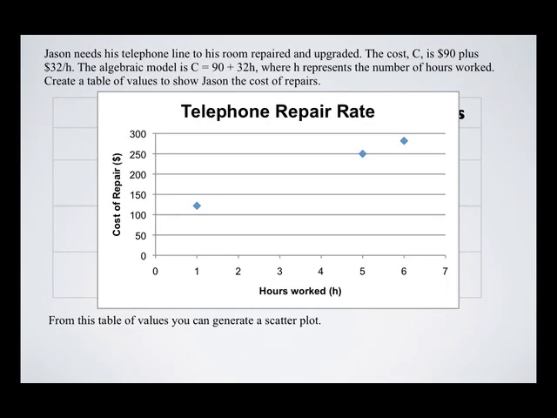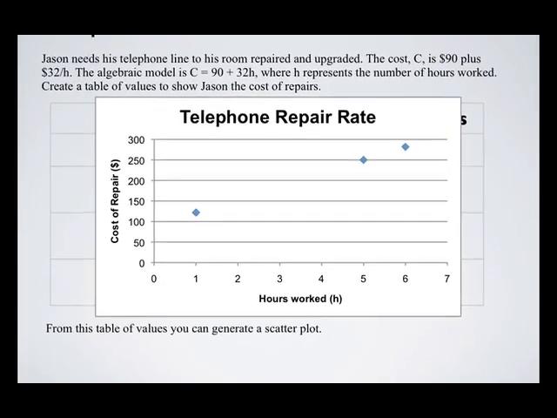We can see a scatter plot that we can generate from the coordinates we've just found. Here we have the independent axis represented by our hours worked and our cost of repair represented on our dependent axis. We've chosen a scale that has allowed all of the points to be within the graph, and we've given it an appropriate title, telephone repair rate.